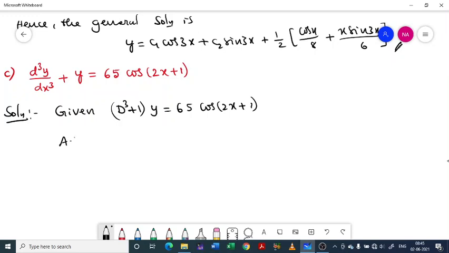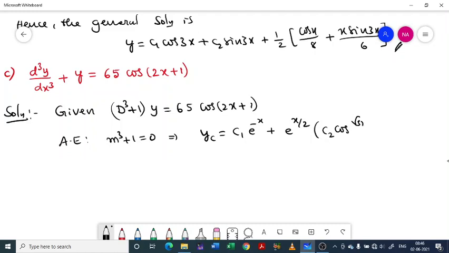So the auxiliary equation is m cube plus 1 equal to 0. You can try to solve this using the a cube plus b cube formula. You will get yc to be c1 e power minus x plus e power x by 2 into c2 cos of root 3x by 2 plus c3 sin of root 3x by 2. So this is yc, the complementary solution.